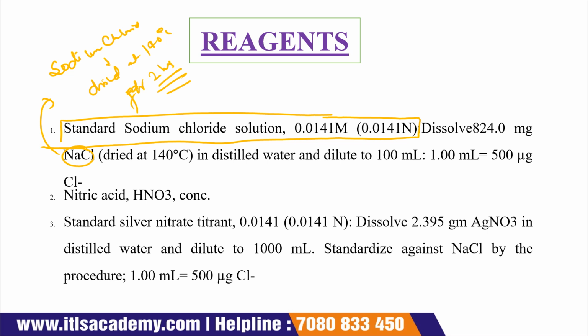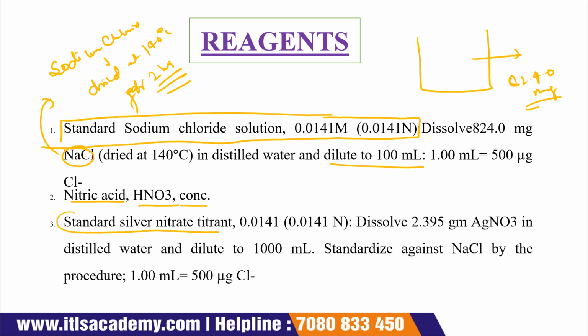So we have a beaker. Into the beaker, first of all, we are going to add 824.0 milligram of already dried sodium chloride, and then we dilute it with 100 ml of distilled water. Then we require our nitric acid solution, HNO3, in a concentrated form.